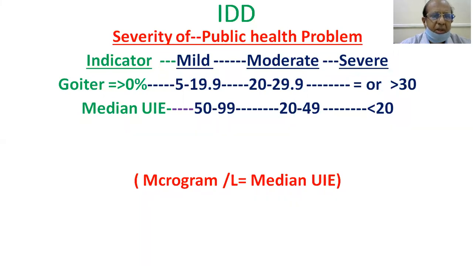For median urinary iodine excretion, mild is 50 to 99, moderate is 20 to 49, and severe is less than 20. So median UIE: severe is less than 20, moderate is 20 to 49, mild is 50 to 99. So this is the public health problem, and it will be decided as per the goiter and also the median UIE.